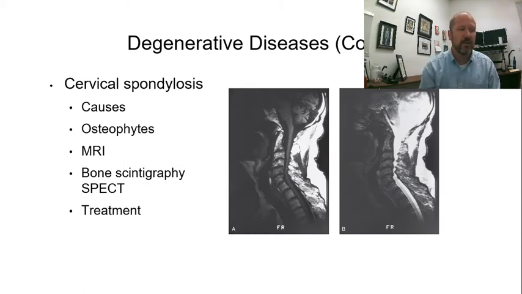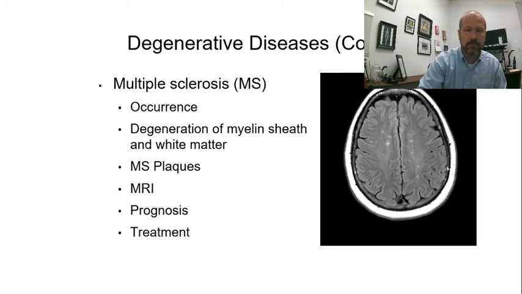MRIs can be very important for looking at these changes in contour of the spine, and its sensitivity is just off the chart. Oftentimes this may also be complemented by bone scintigraphy, so SPECT imaging, and treatment of this may be surgical or it may be drug related.